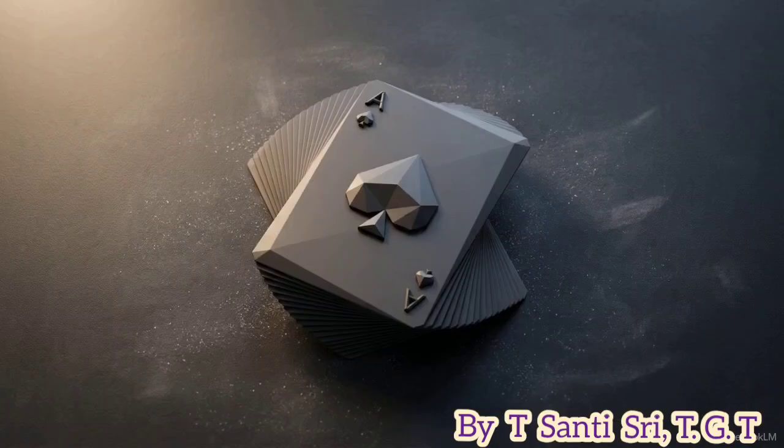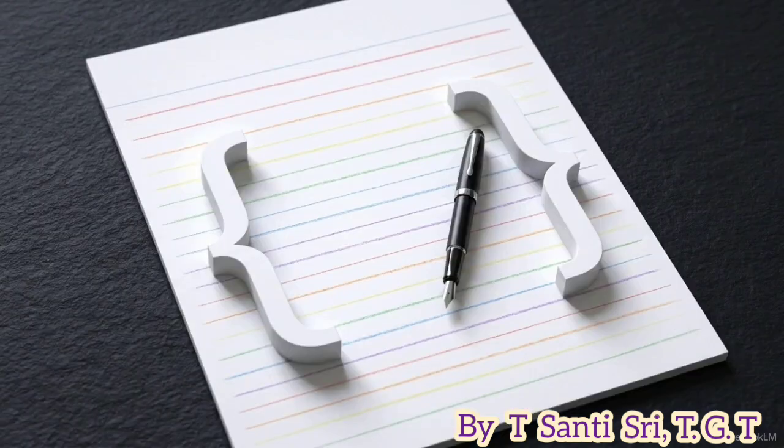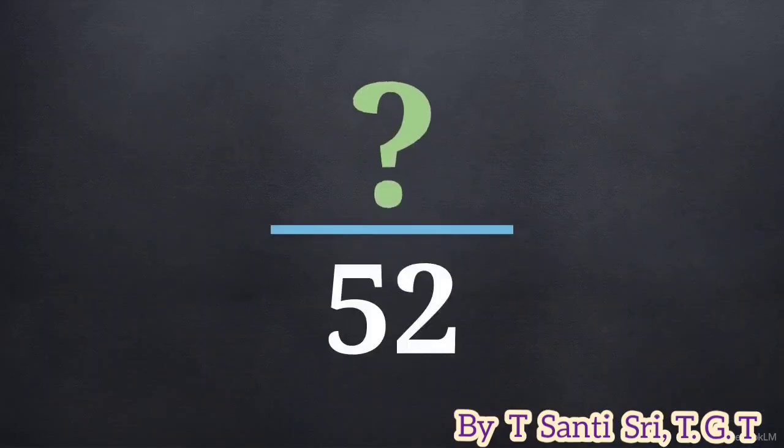Calculate the theoretical probability of drawing one specific card from a standard 52-card deck. Map out the sample space, identify your event, and share your simplified fraction in the comments.